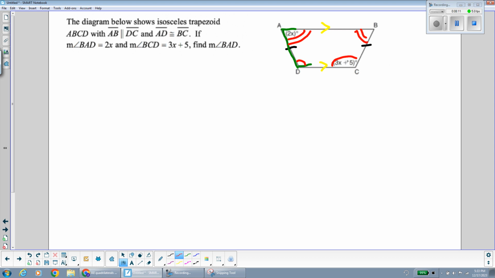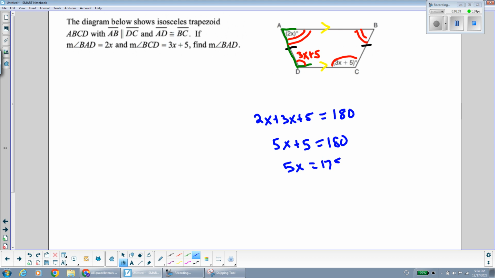So if this is 3x plus 5, this one is also going to be 3x plus 5. So we have 2x plus 3x plus 5 equals 180 degrees since they're supplementary. So that would be 5x plus 5 is equal to 180. 5x is equal to 175. Let me get my calculator out. 175 divided by 5 is 35. And the question is asking us to find the measurement of angle BAD. So that would be 70 degrees if we do 35 times 2.